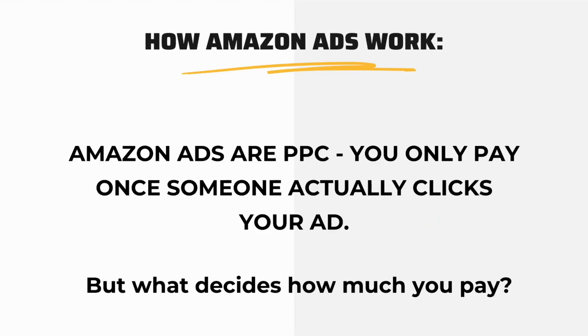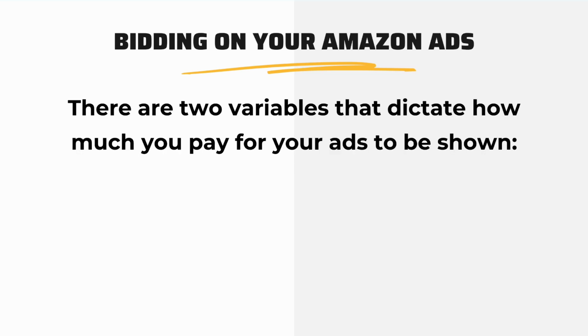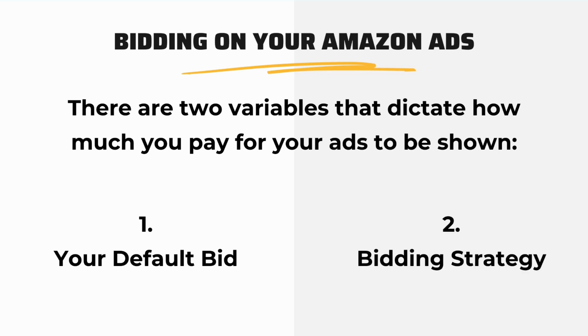But having said that, what decides how much money you actually pay in the first place? Now, there are two variables that dictate how much you pay for your ads to be shown. Number one, something called the default bid, and number two, the bidding strategy. Now I'm going to work through both of these in more detail individually, starting with the default bid.